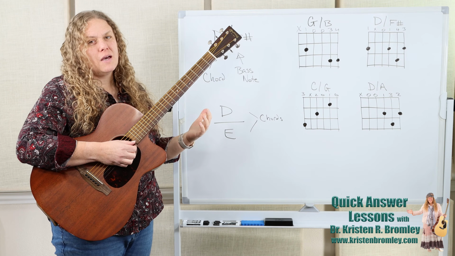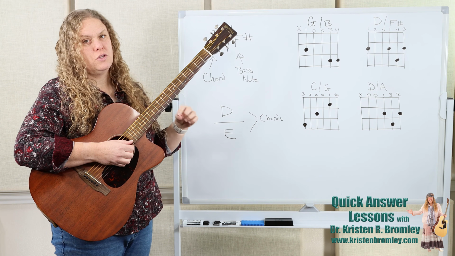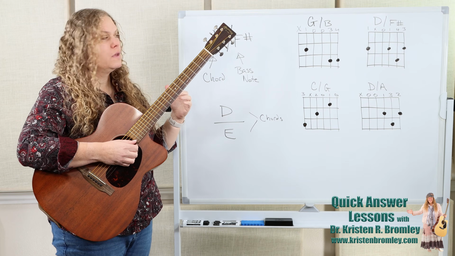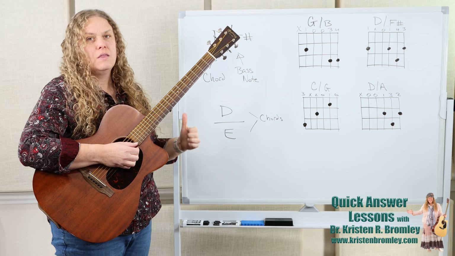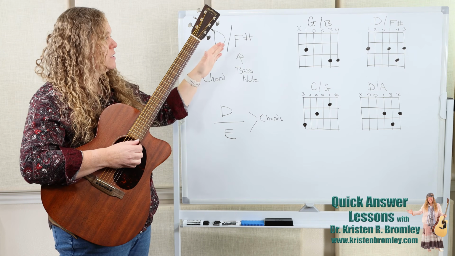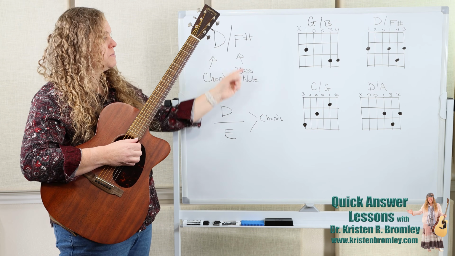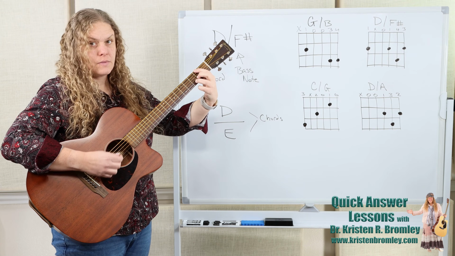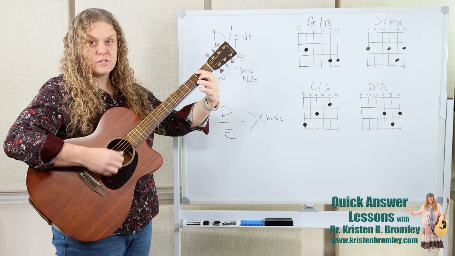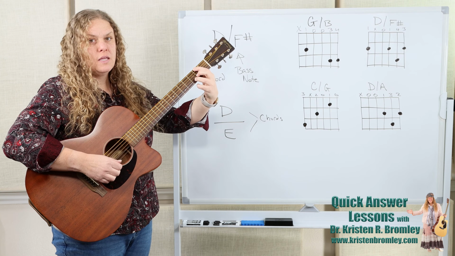But sometimes we want an alternate note as the bass note of the chord, so we're putting the chord over a different note than the root. So D over F sharp is a really common one. This becomes the new bass note of the chord. D over F sharp changes it. So now I have an F sharp note in the bass.